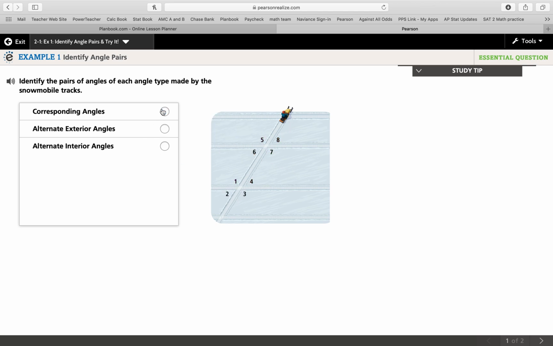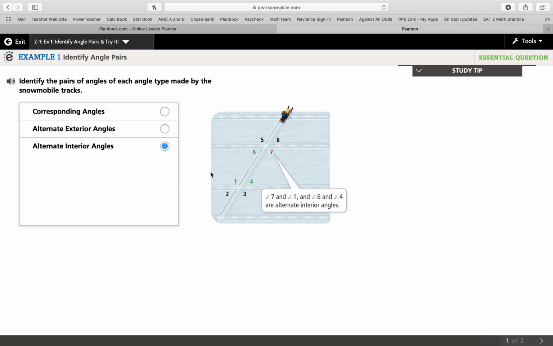Alternate exterior angles are exactly how they sound. They're on the exterior of my two lines. Angle 5 and angle 3 are alternate exterior angles, and angle 2 and angle 8 are alternate exterior angles. They are on the outside of the two lines, and they're on opposite sides, hence the name alternate, of the transversal.